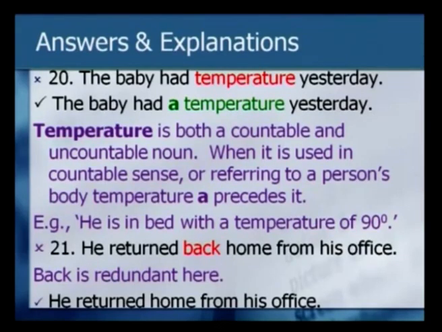So, that is why you need to have a temperature. The baby had a temperature yesterday. You may say he is in bed with a temperature of 90 degree. He is in bed with the temperature of 90 degree. So, he is in bed with temperature, and when you try to quantify that, then it becomes an error. So, do not commit that error. Remember that with temperature, actually it goes with, in counting sense, the article a.